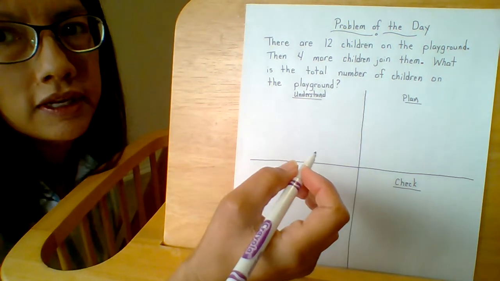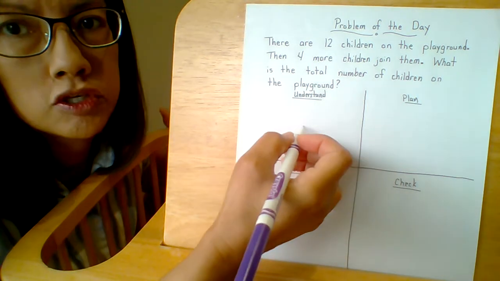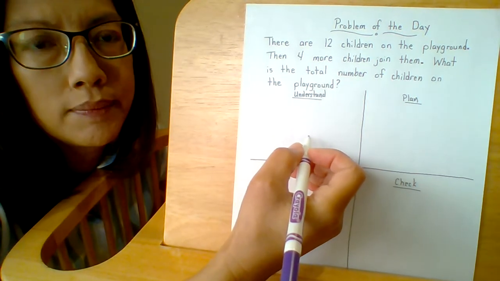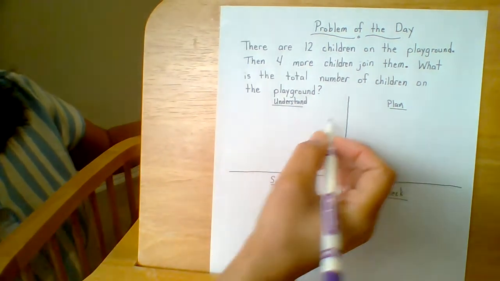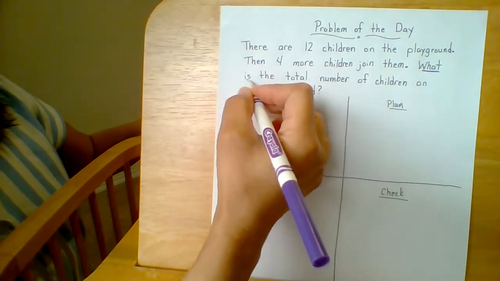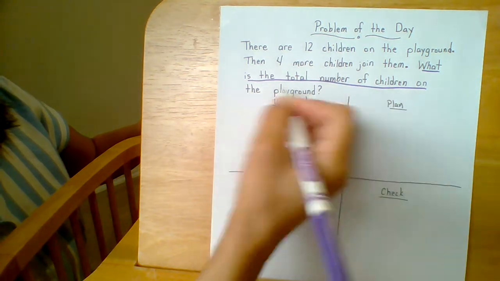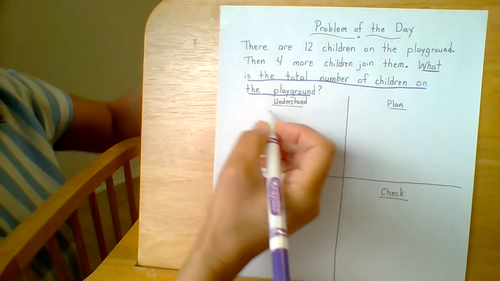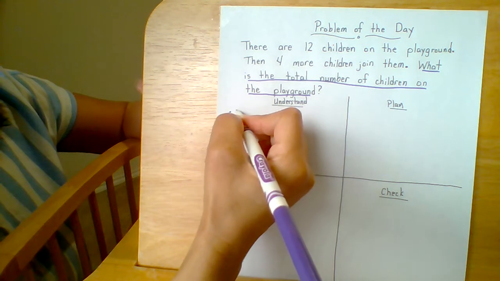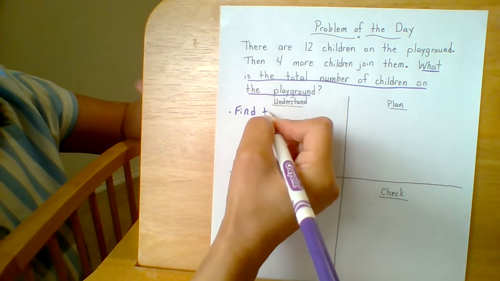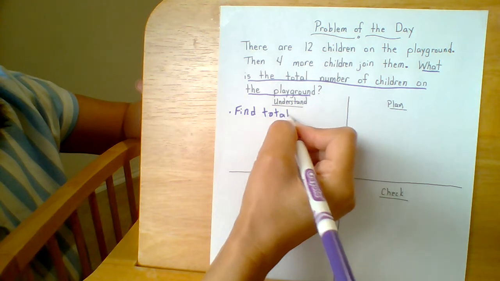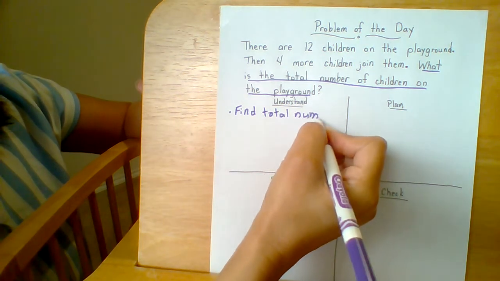So our first box we're going to fill in is making sure we understand what the story is about and what it is that we're having to find. So I'm going to underline the question. What is the total number of children on the playground? From the question, I understand I have to find the total number of children.